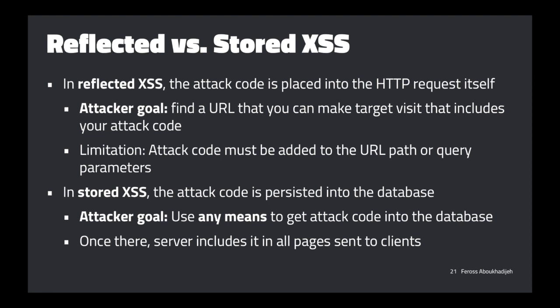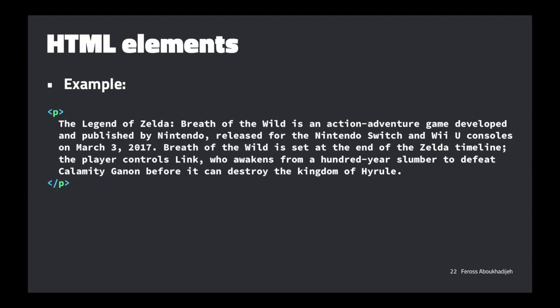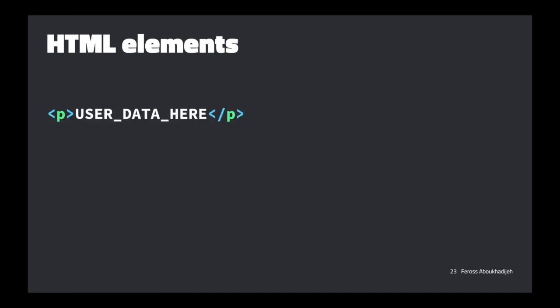Okay, so let's look at this example here. I started playing Legend of Zelda: Breath of the Wild like 2 days ago. It's a really good game, so I just put the Wikipedia article for it in here. This is an HTML page, and this is untrusted user input that we just got from the user. The question is, how do we make it safe? For all these examples, I'm going to be using user data here to represent an untrusted string that came from the user somehow, right?